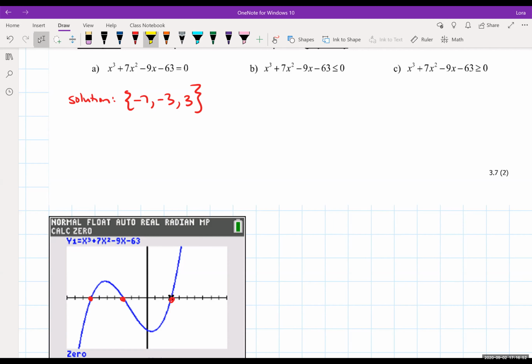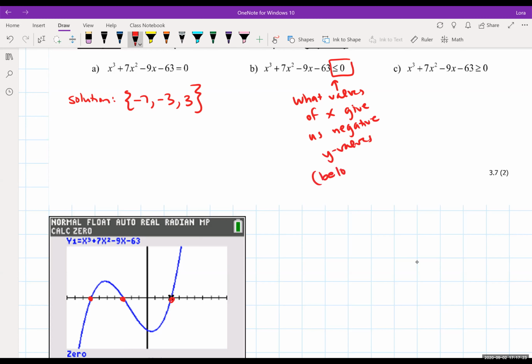If you remember, when we're inspecting the graph to solve these inequalities, we have to look at the left side in comparison with 0. So for less than or equal to 0, we would be looking for what values of x give us negative y values. In other words, we're looking for what values of x give us the graph below the x-axis.